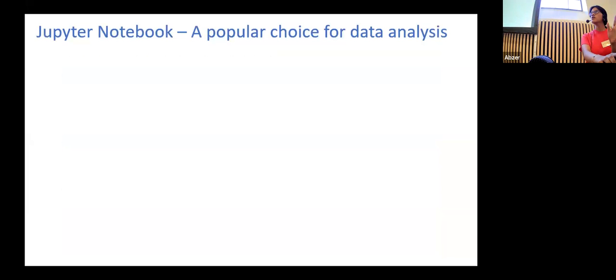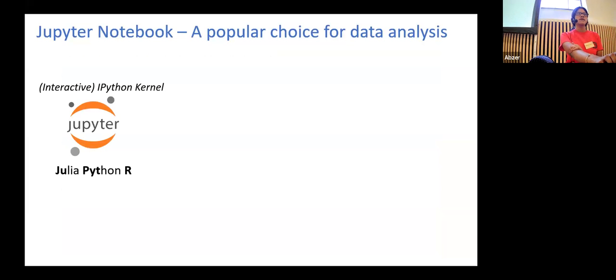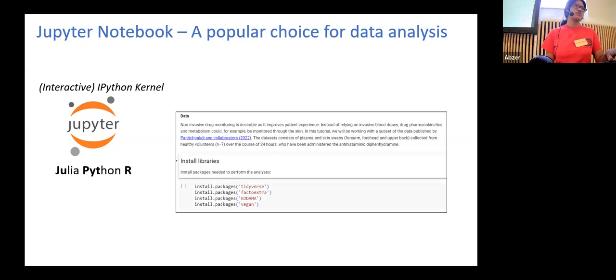So just a small introduction about why Jupyter notebook is a popular choice for data analysis. It's just 10 years old, and it mainly works with the interactive Python kernel, shortly called the IPython kernel, and was mainly developed with three core programming languages, Julia, Python, and R. That's why the name Jupyter. But now it supports several other languages.